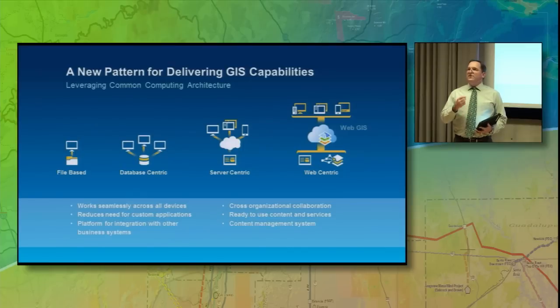Web GIS allows you to share your information out to anyone on any device. It allows you to more easily connect to information from other people. It allows you to organize and manage your content, to share it with your staff to make it easier to discover and use right away, and in collaboration with other agencies. It also allows you to connect to your existing enterprise business systems and limits the amount of custom application development that you need to do.